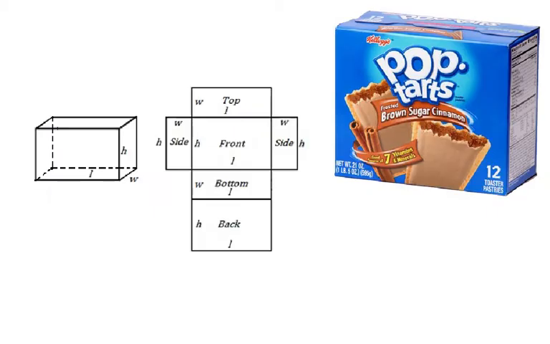In today's lesson, it's all about nets. This is an example of a net. It's basically we took the Pop-Tart box and we unfolded it. We cut the top, we have the bottom, we have the back, we have the front, we have the side and the side. So it's like we made it flat. That's what a net is going to be.